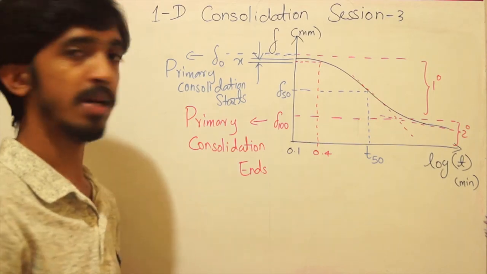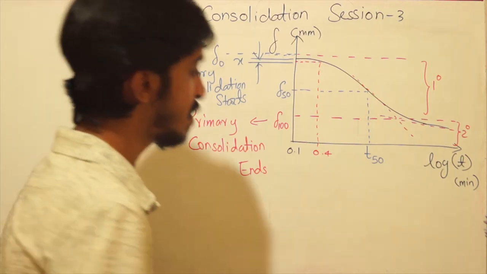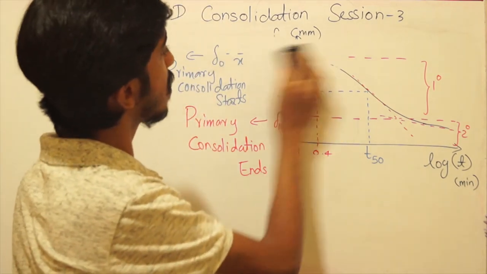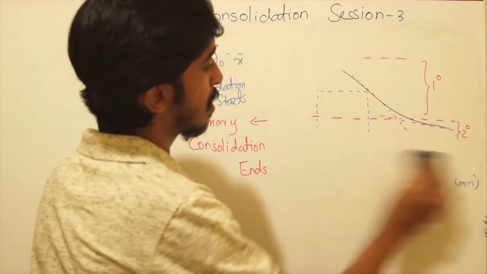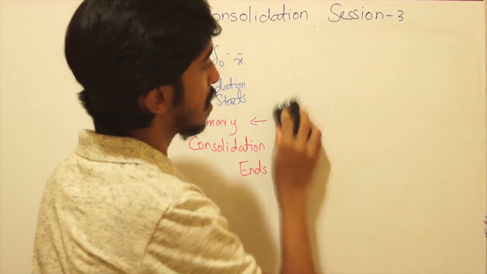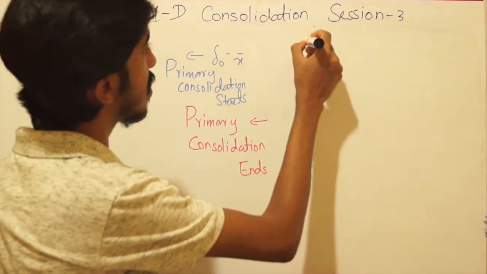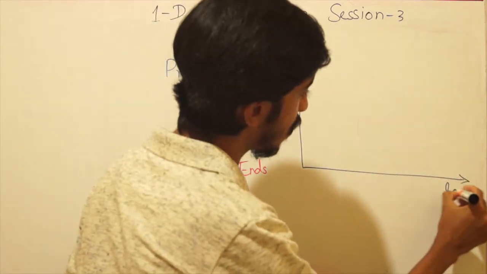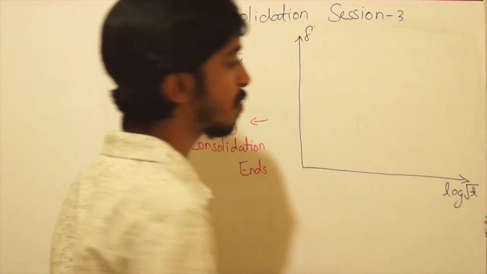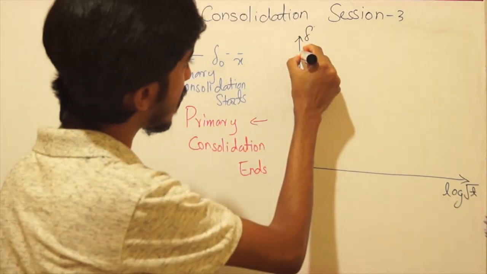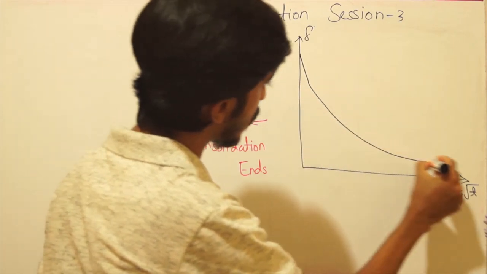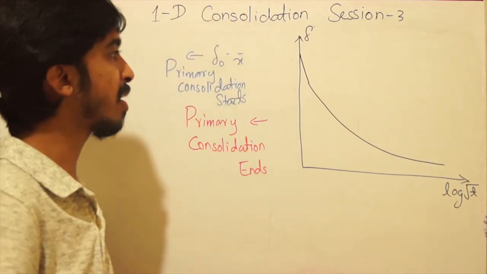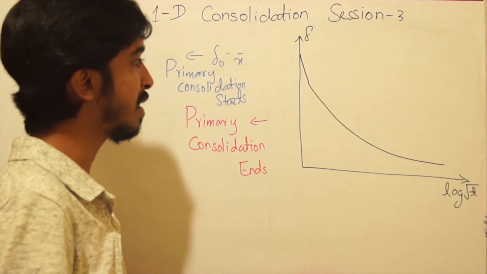The next method is from Taylor, where we use settlement delta versus the square root of t. Here the graph is a bit different. It is like this. According to Taylor's method, we can find t90, where 90% of primary consolidation has ended.